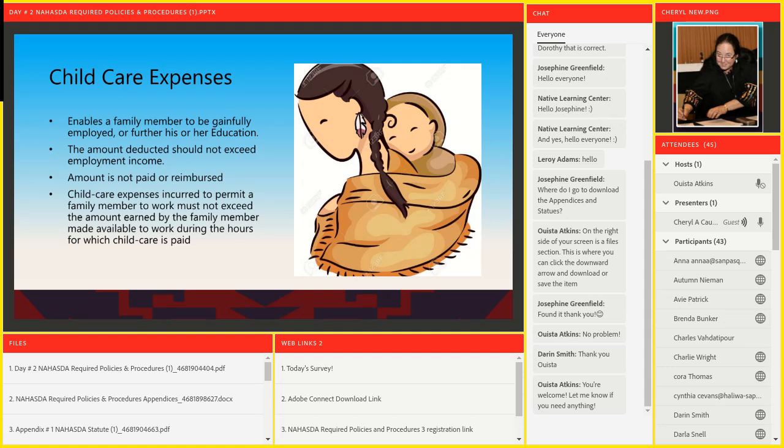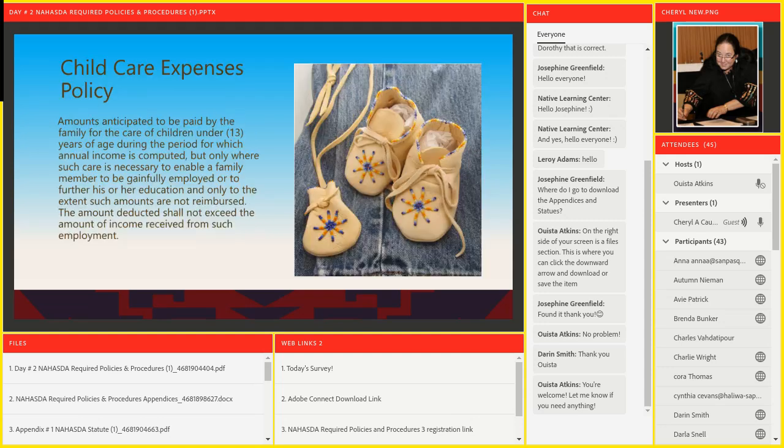Child care expenses incurred to permit a family member to work must not exceed the amount earned by the family member made available to work during the hours for which child care is paid. So if Sally is making pies from 8 to 12 in the morning, she shouldn't be deducting child care at 7 o'clock at night. That's the other point that you want to make sure that you have addressed in your policy. They are the amounts anticipated to be paid.